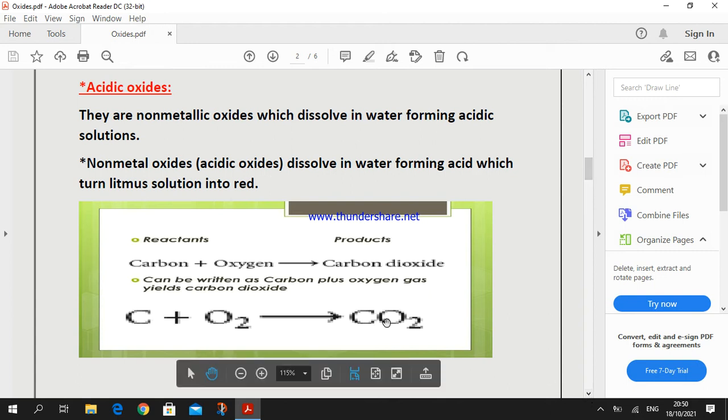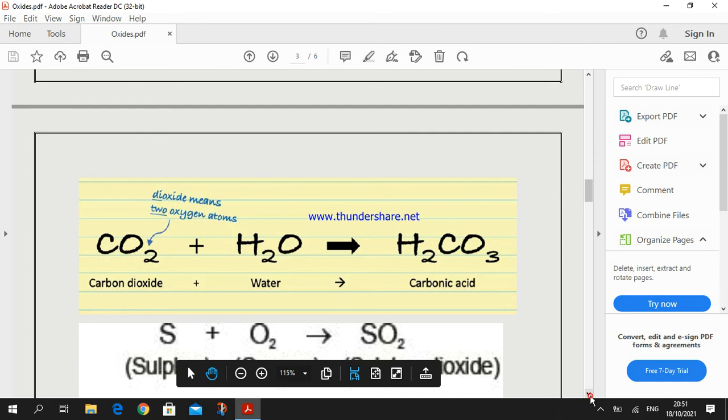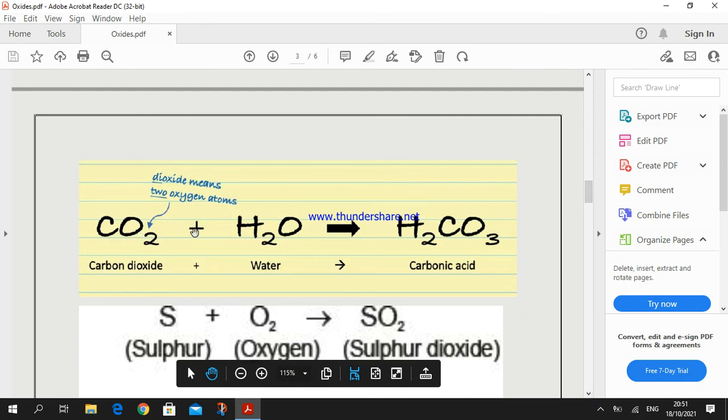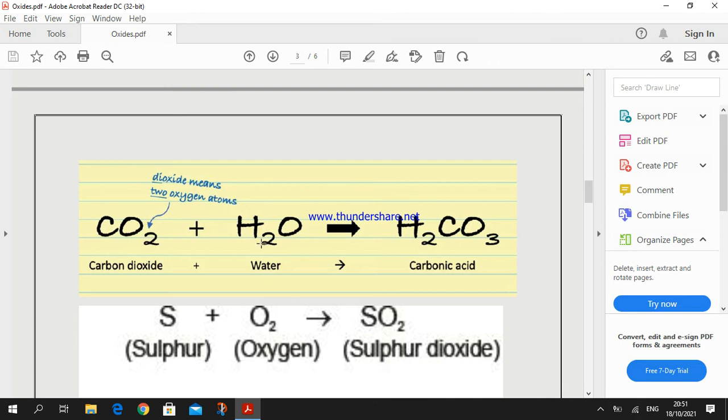This chemical equation in front of you shows us the reaction of carbon with oxygen, okay? When carbon reacts with oxygen, it gives us carbon dioxide, okay? When carbon dioxide is added to water, carbon dioxide dissolves in water, forming carbonic acid, okay? Which quickly separates into water and carbon dioxide, okay?